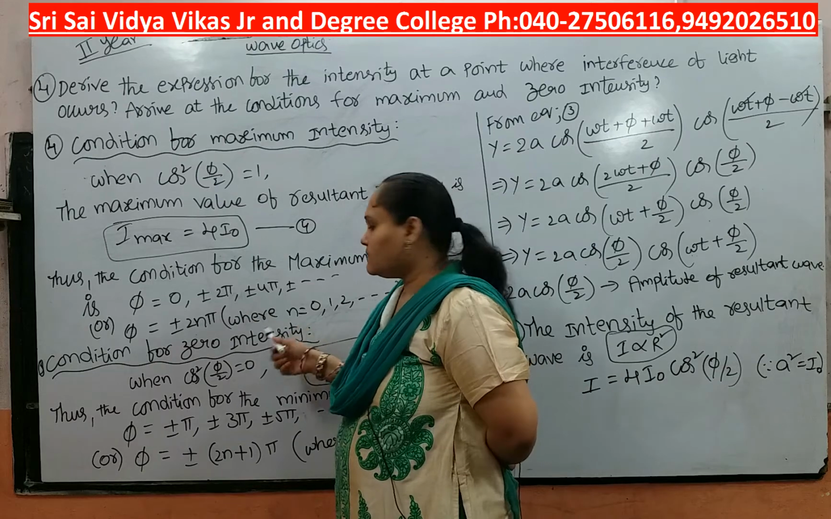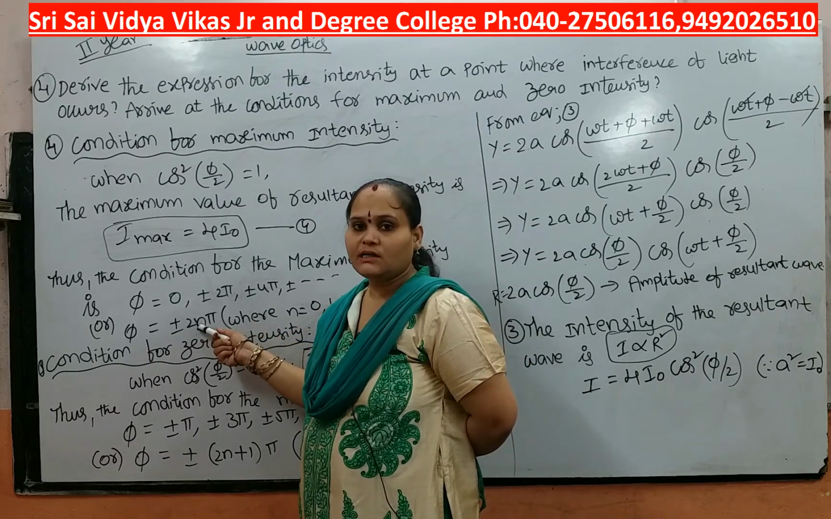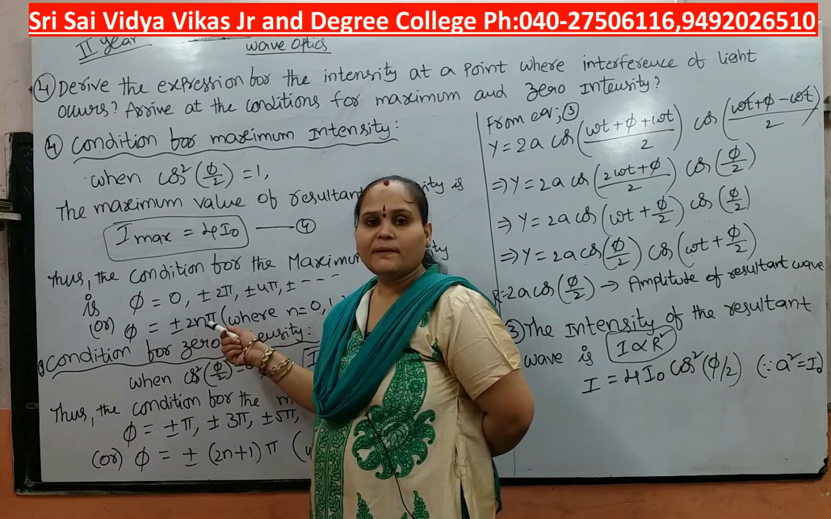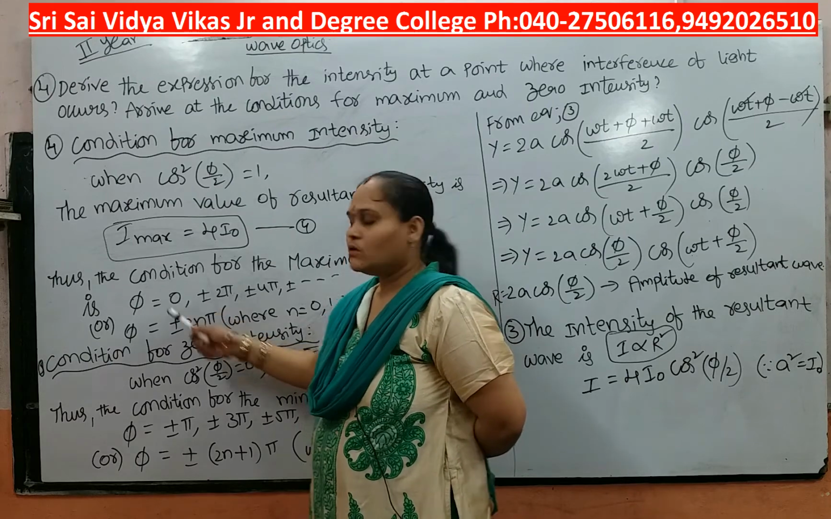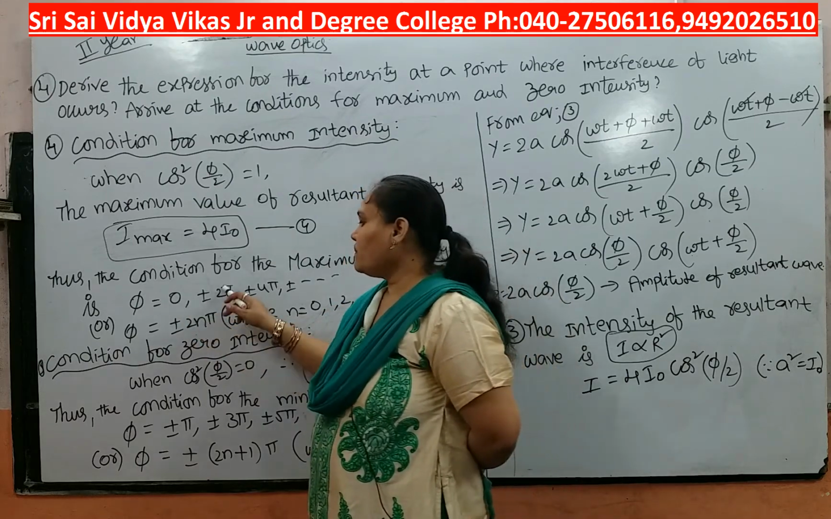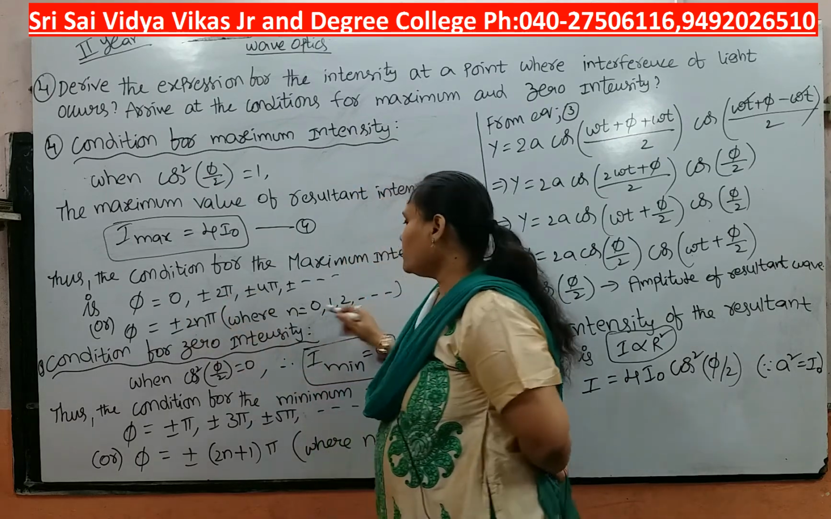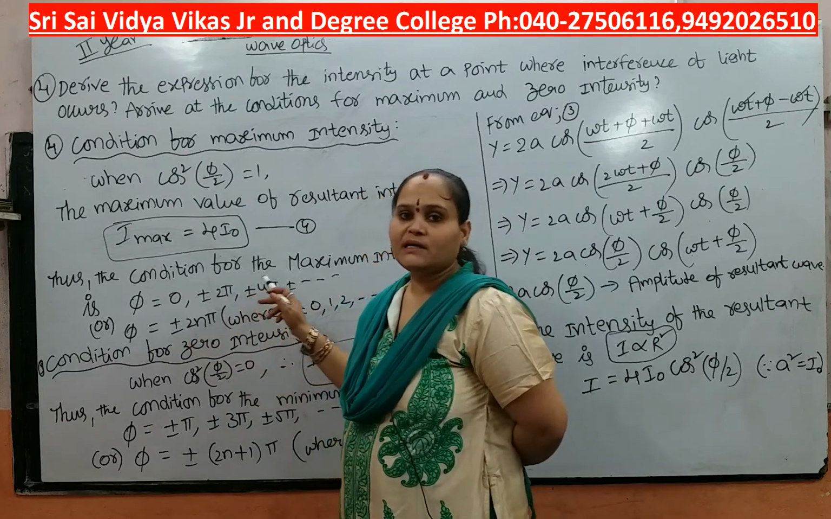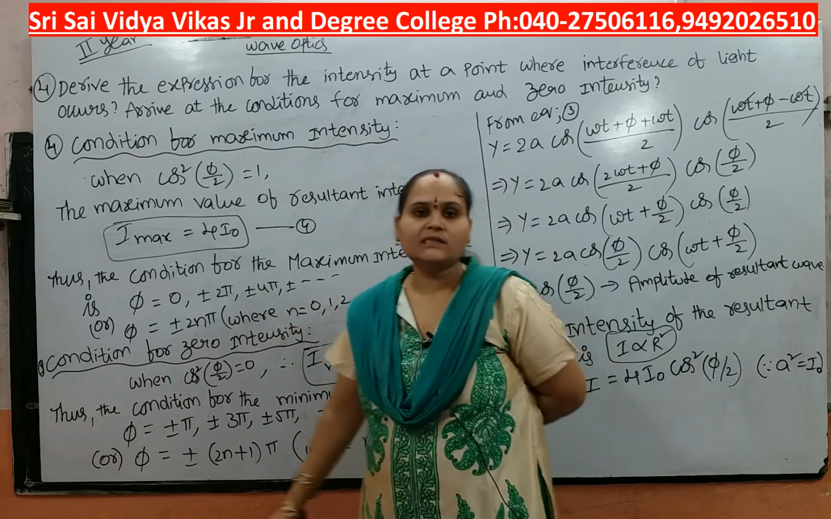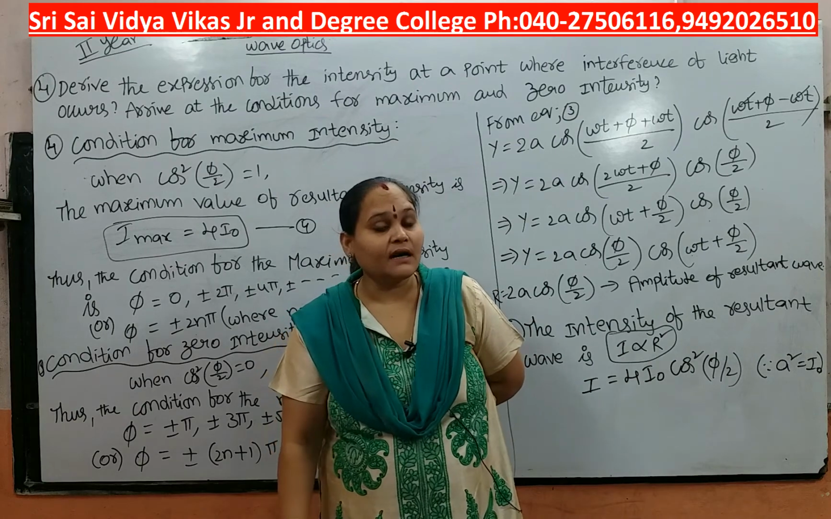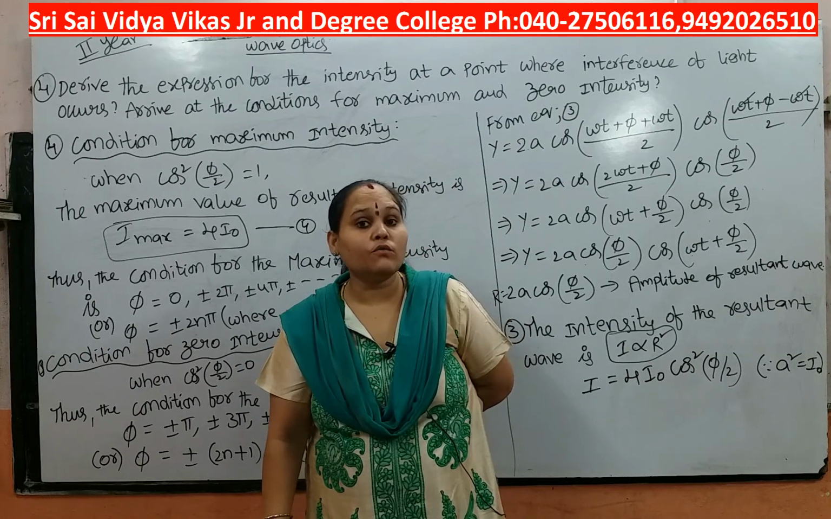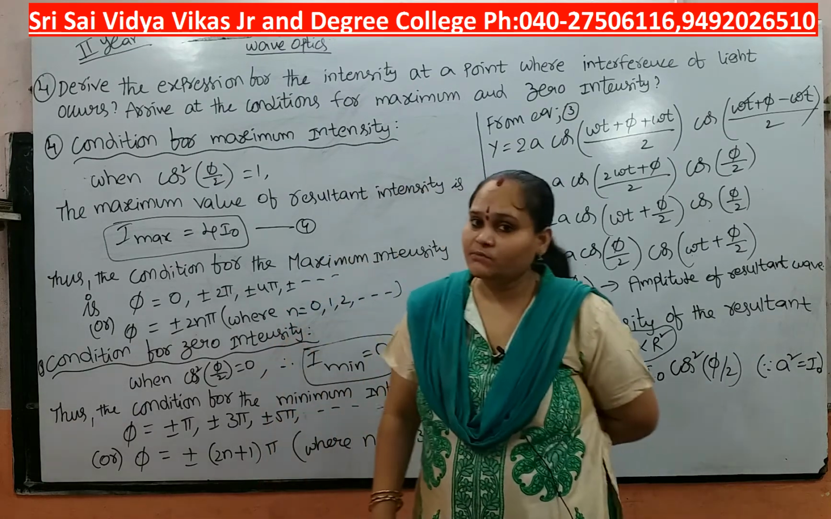Now when 0 is substituted for n, 2 into 0 into pi gives phi equal to 0. N equal to 1 gives 2 pi. N equal to 2, 2 twos are 4, gives 4 pi. Here the phi value will be taken as plus or minus 2n pi, and n will take the values 0, 1, 2, 3 for the maximum intensity.